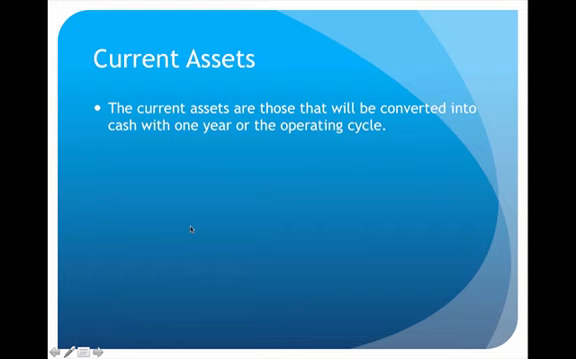Now this is to be used only for the assets that will be converted into cash within 1 year or the operating cycle. In other words, the most liquid of all the assets are going to go in this category. These are literally the assets that within 1 year or an operating cycle of the business are going to be converted into cash. Those would be things like cash, receivables, inventory. Those are the kinds of things that would be included under this category.